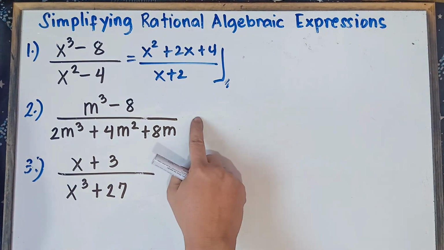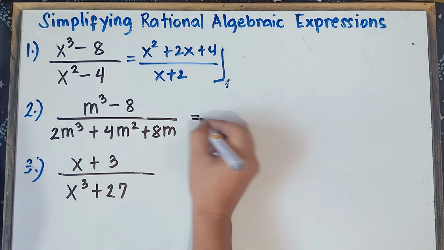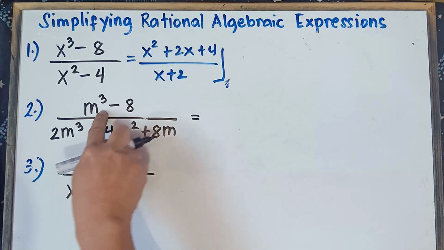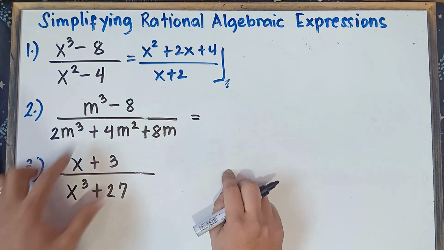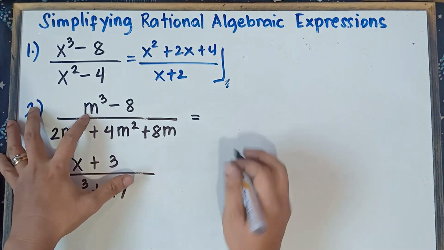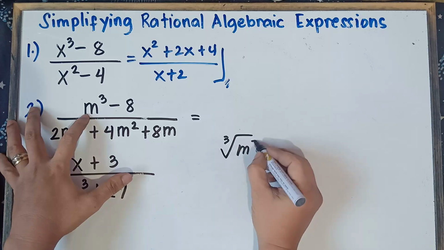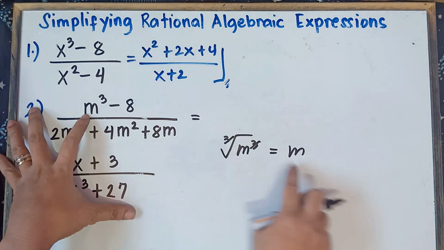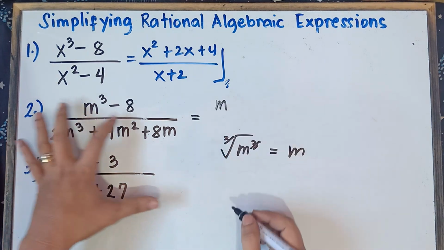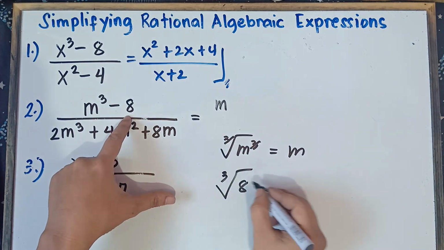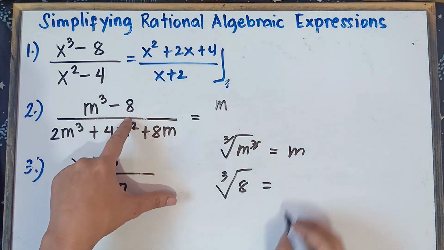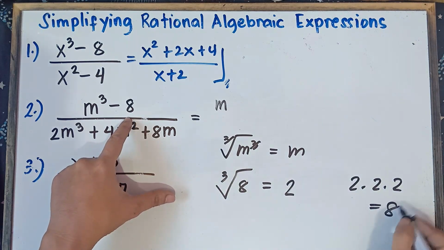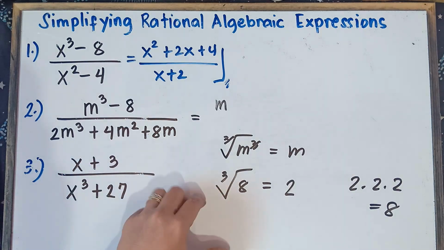Let me just write the answer here. We don't have enough space. So therefore, we can apply the difference of two cubes. M cubed is a perfect cube and 8 is a perfect cube. First step, get the cube root of the first term, the cube root of m cubed, that would be equal to m. And then get the cube root of 8. We answered it a while ago. The cube root of 8 would be equal to 2, because 2 times 2 times 2 is equal to 8.